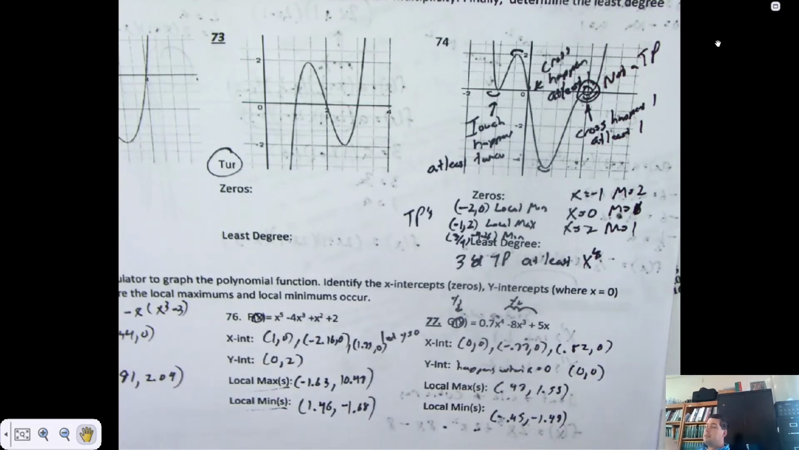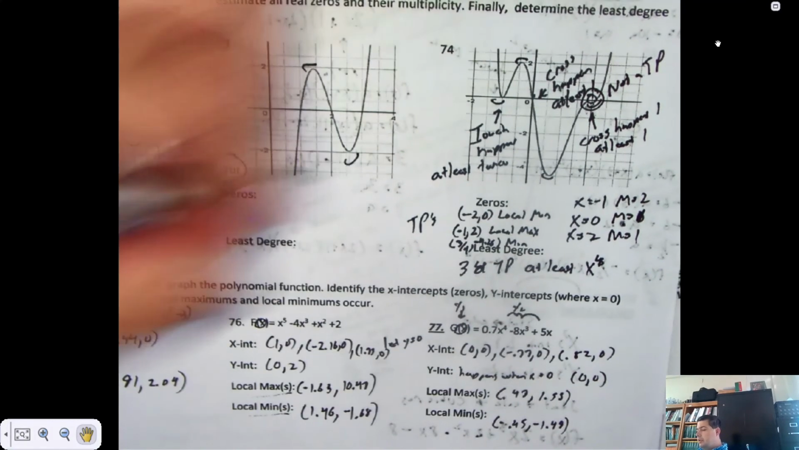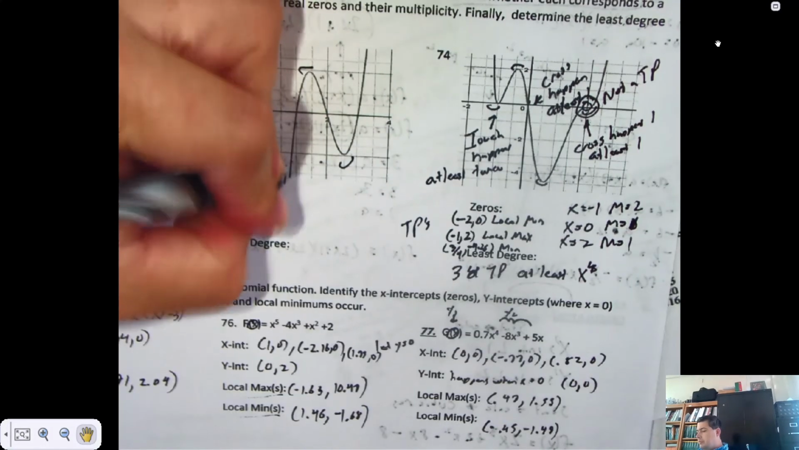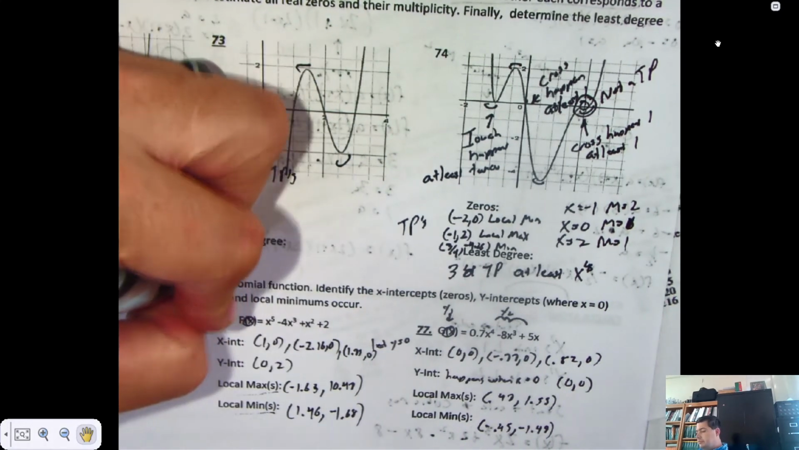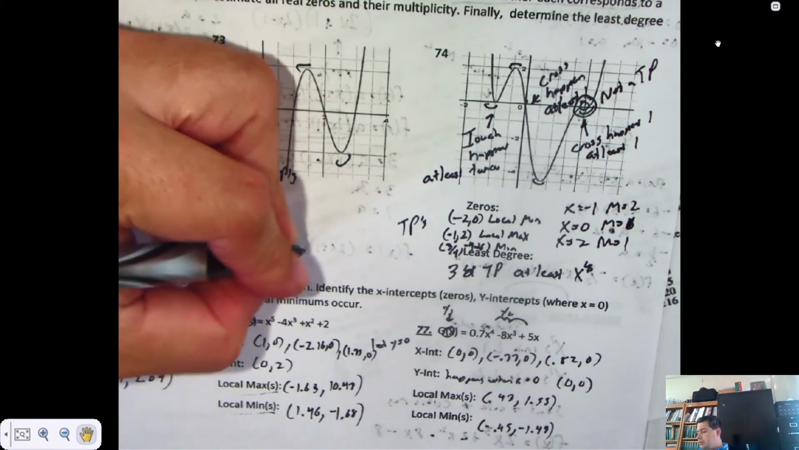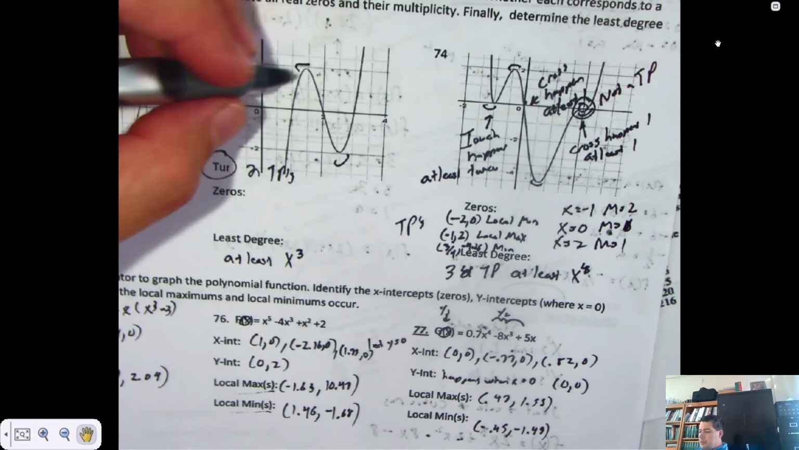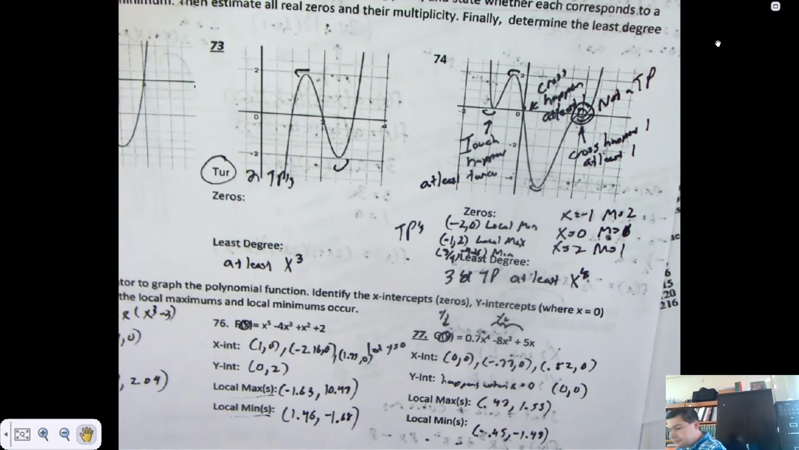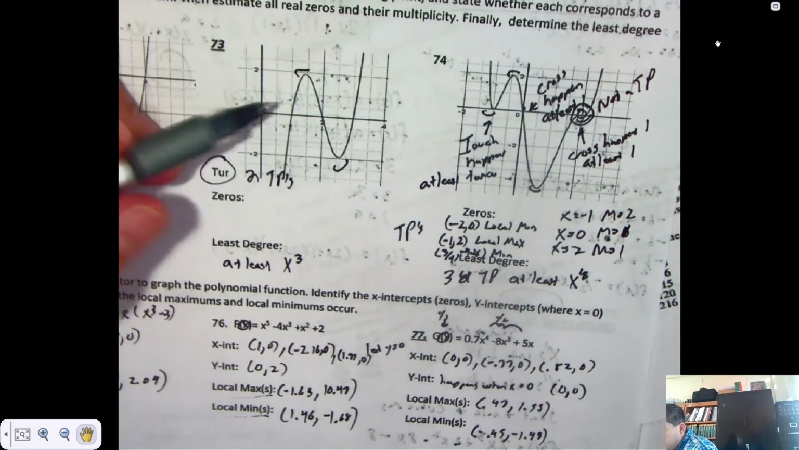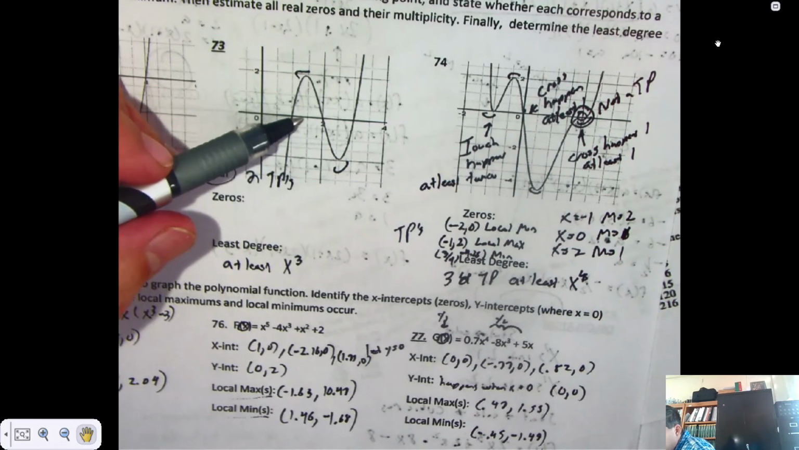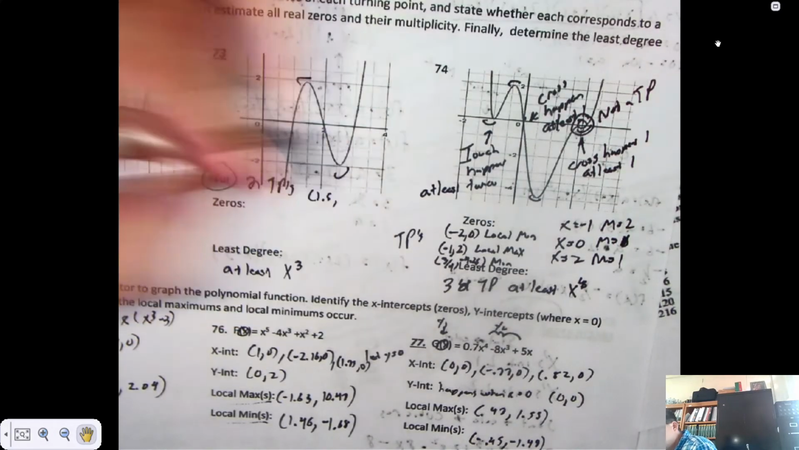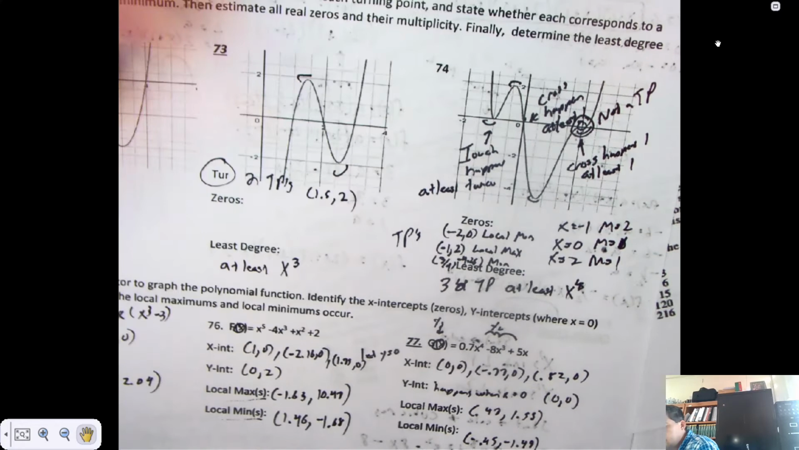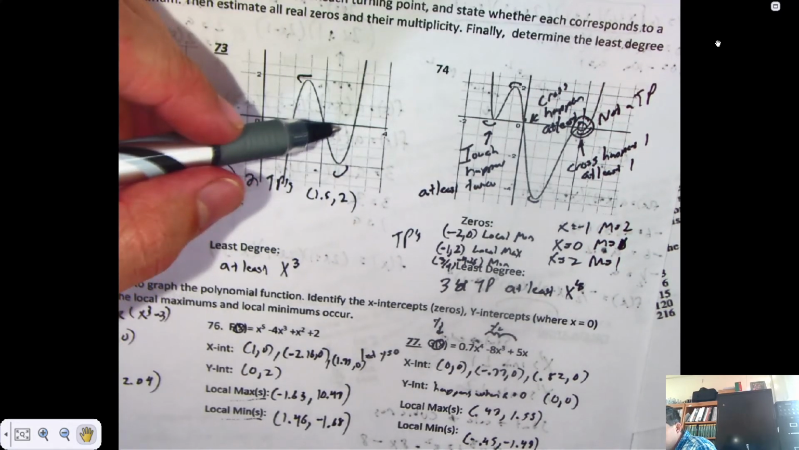73, let's see if I can redeem myself on 73, has 2 turning points, which means that it is at least degree 3. It's at least x cubed. We're supposed to estimate these turning points, or sorry, these maxes and mins. And I would say that this one is at about almost 1.5 for x, and a y value really close to 2. And who cares how accurate I am? This one is probably around 2.5 and negative 2.